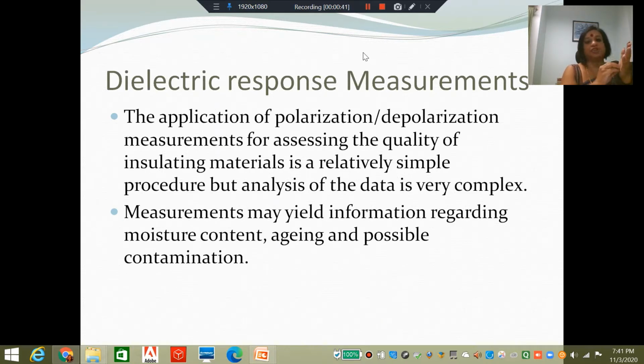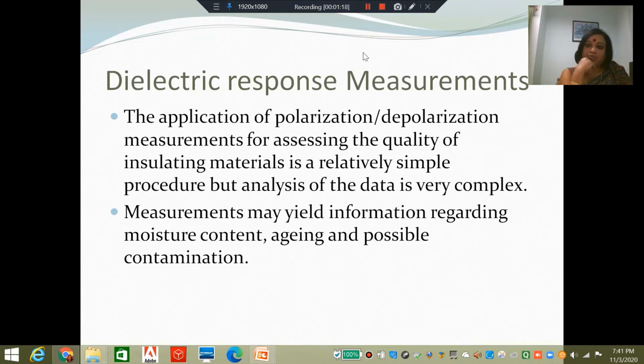And the manner in which the material polarizes or depolarizes can be a good pointer to the quality of the insulating material. So we are going to apply the polarization and depolarization measurements for assessing the quality of the insulating materials. The procedure is rather simple. You just need to measure two currents in some way or the other. The challenge lies in the analysis of the data. How do you relate the variation in the polarization and depolarization data to changes in the property or in changes in the condition of the material?